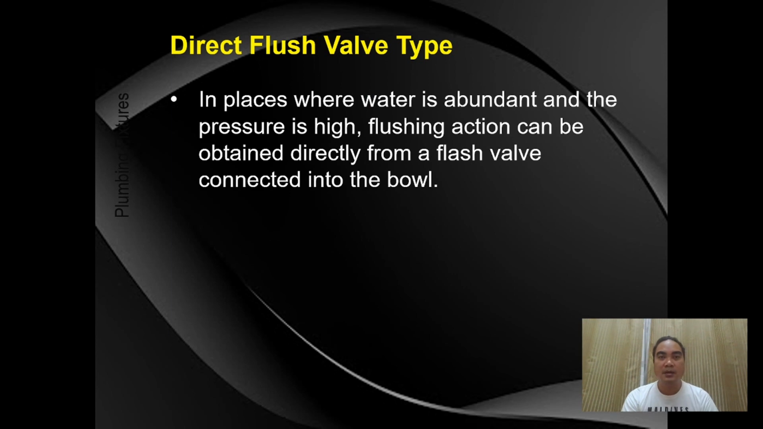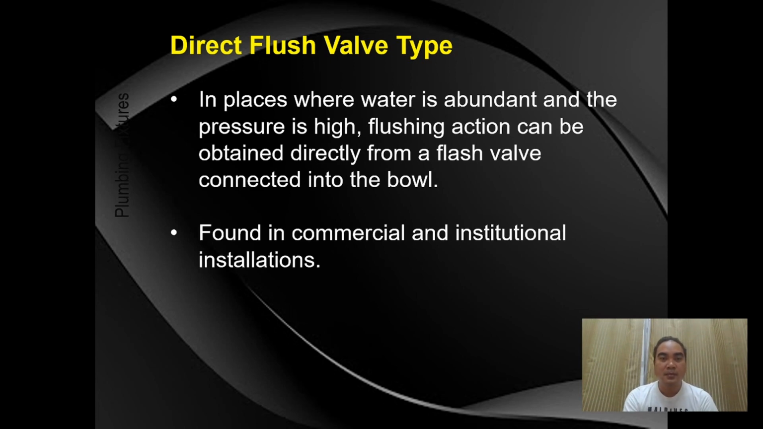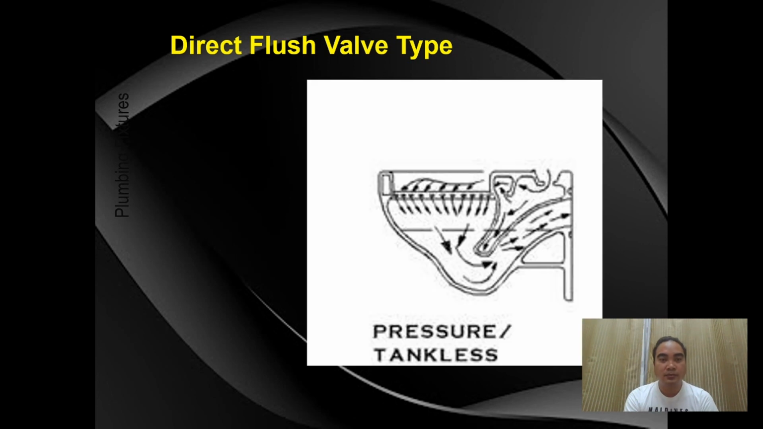Direct flush bulb type. In places where water is abundant and the pressure is high, flushing action can be obtained directly from a flush bulb connected to the bowl. Found in commercial and institutional installations.